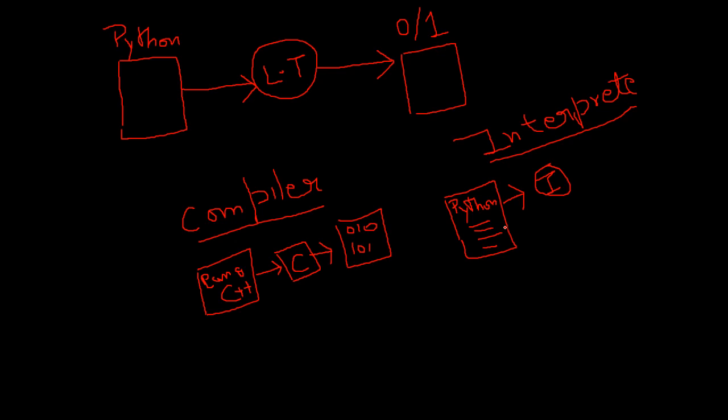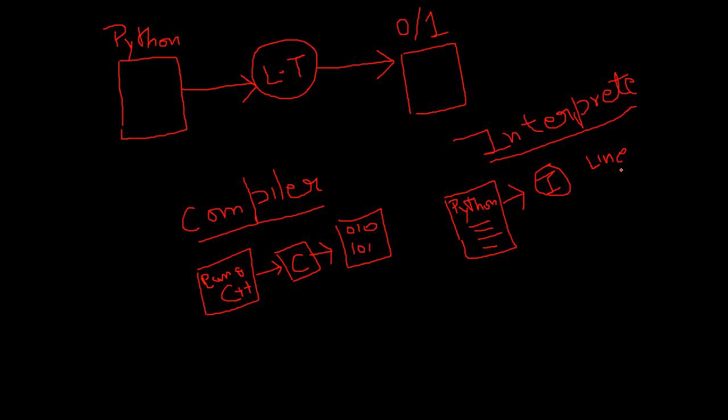Then it fetches the second line and checks whether the line is correct or not. If the line is correct, then it converts it into 0-1 form and executes it. So this interpreter, instead of converting the entire program into machine code, does the work in line by line order.